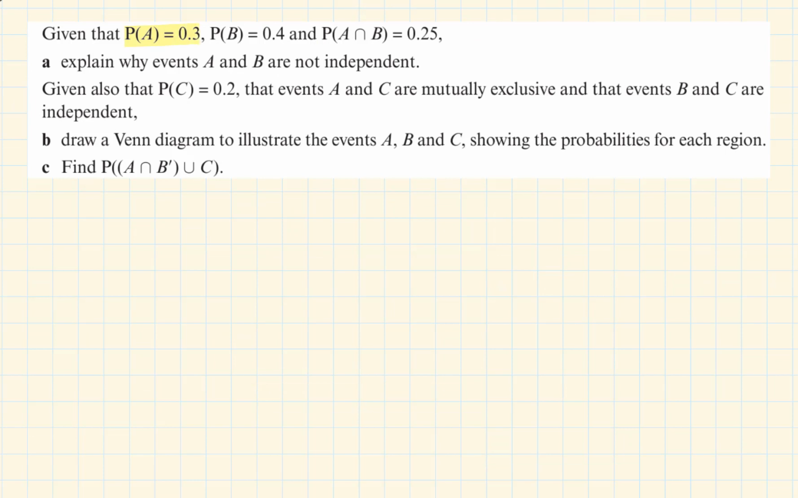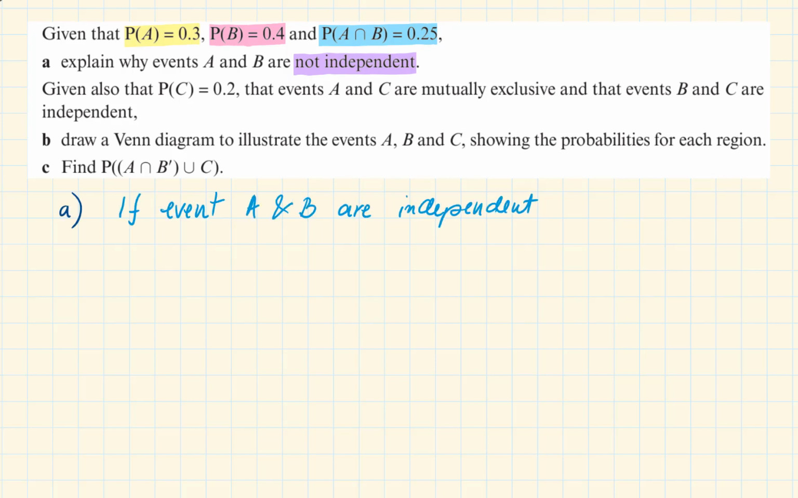Given that the probability of A is 0.3, probability of B is 0.4, and their intersection is 0.25, explain why events A and B are not independent. Whenever we have a question about independent probabilities, we always start by writing out the formula. If events A and B are independent, probability of A times probability of B is equal to their intersection.